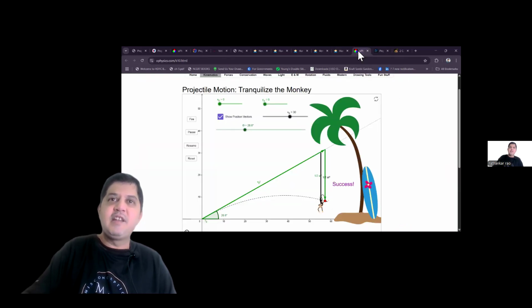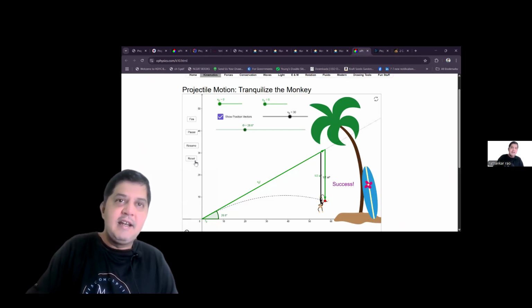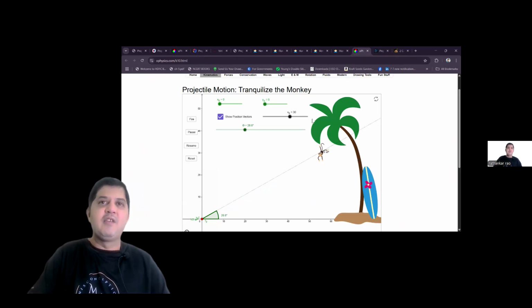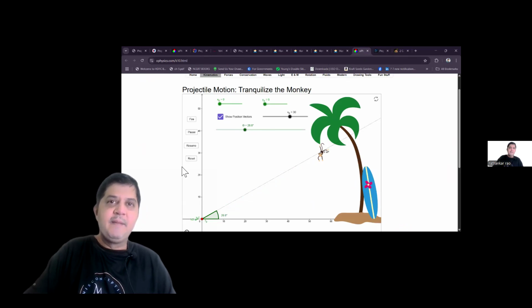Okay, let me move on to the next one. This is quite interesting. I have a reset button here. A monkey is hanging from a coconut tree, and many of you would have done this experiment. This is from more physics. You have to choose the angle of firing in such a way that it goes and exactly hits the monkey. So how do you choose it is the question.